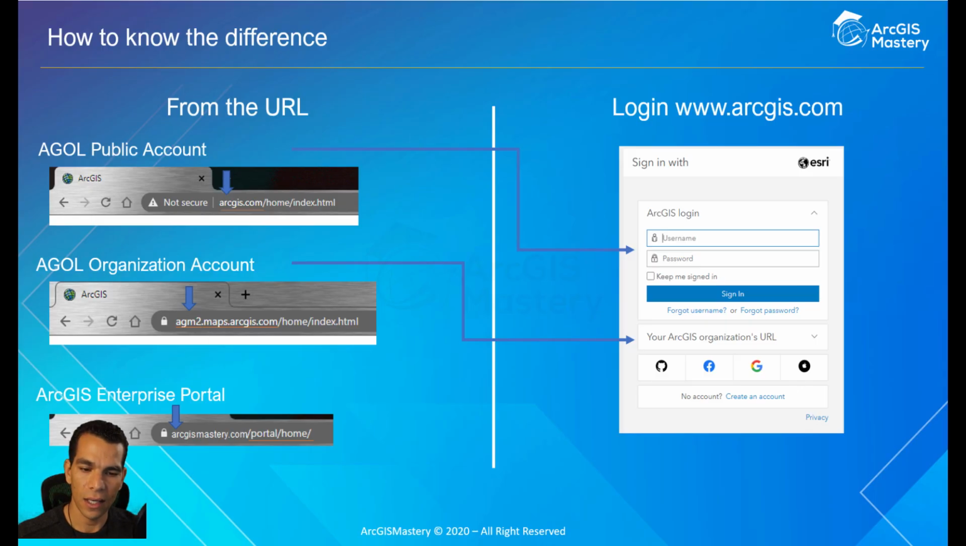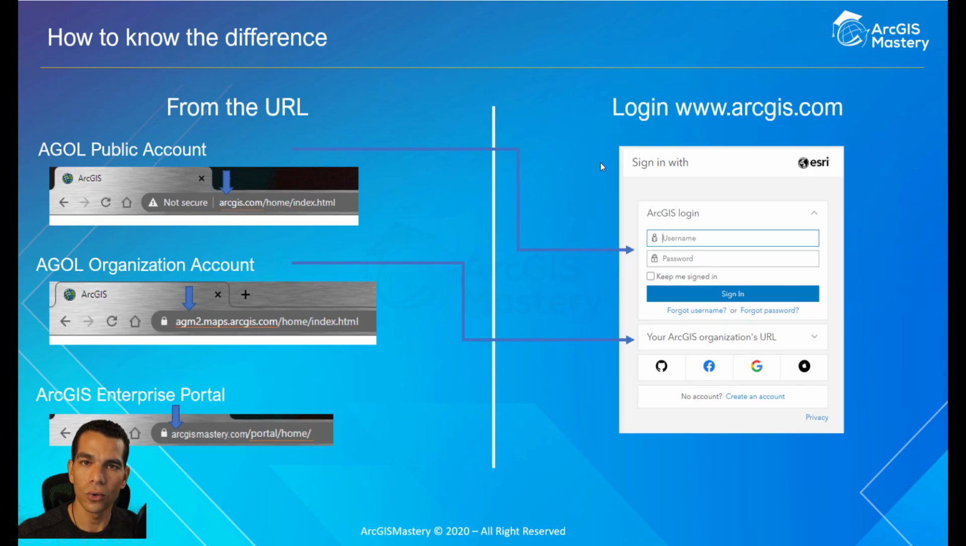And then the last thing is the enterprise portal. So when you see a URL looks like that, maybe you have your company name or you have your organization name /portal/home. This is the URL for ArcGIS Enterprise. So when you see this one, you know it's enterprise right away. When you see this one, you know it's organization account hosted at Esri. When you see this one, you know it's a public account.